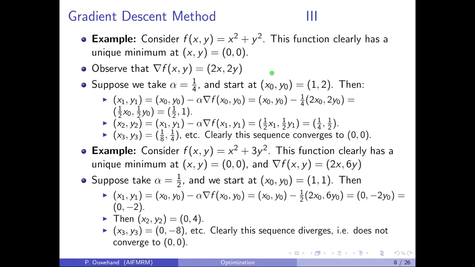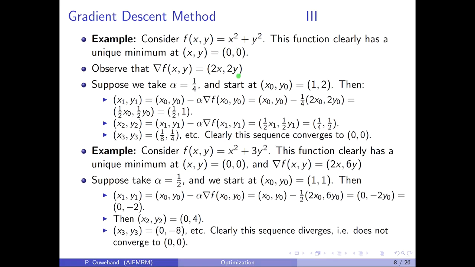Let's illustrate this method using an example. Consider the function f of xy equals x squared plus y squared. This function clearly has a unique global minimum at the point xy is equal to 0, 0. This is because x squared and y squared are both non-negative. The gradient is the vector consisting of the partial derivatives. The partial derivative of f with respect to x is just 2x, and the partial derivative of f with respect to y is 2y, and so the gradient is the vector 2x, 2y.